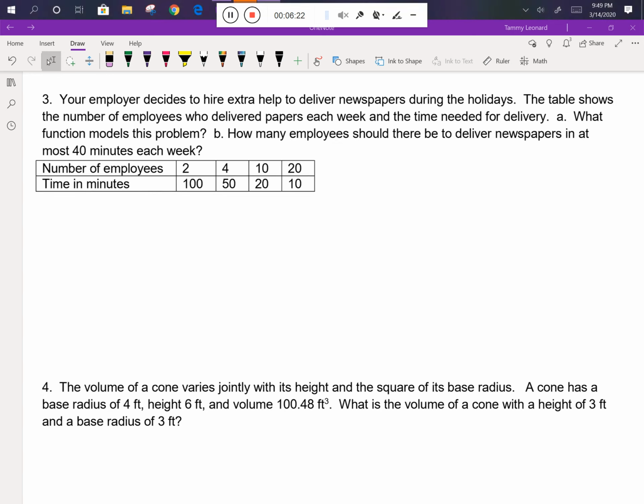So I'm just going to start by checking each of the possible constants of variation. So checking those x, y's. Well, x times y here is 200. Same thing here, same here, and same here. So that is consistent. This is definitely an inverse variation. So to start the work for part A, what function models this problem? We've just figured out what the constant is, and so we know we're going to have y equals 200 divided by x. So that's our inverse relationship.